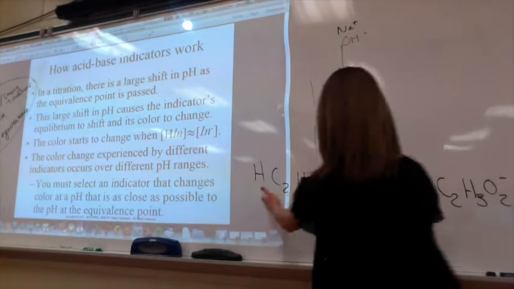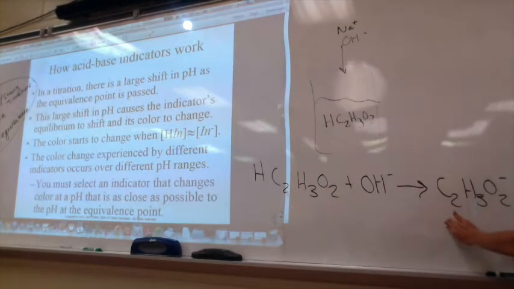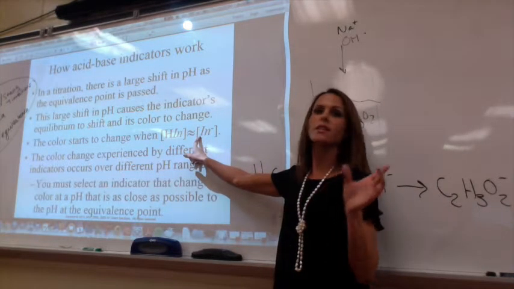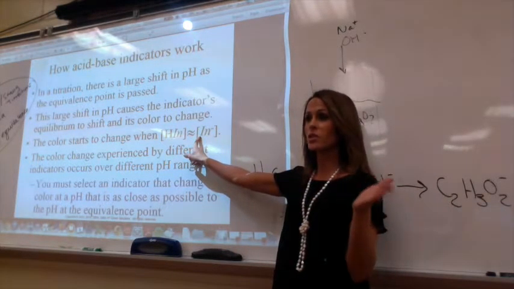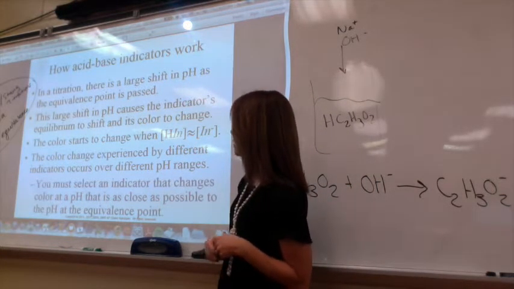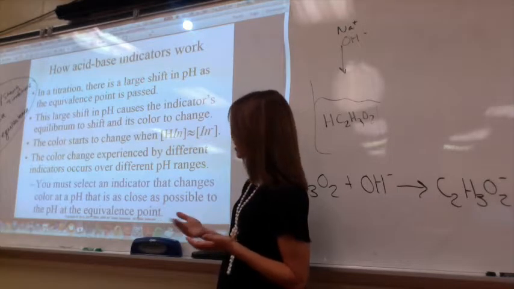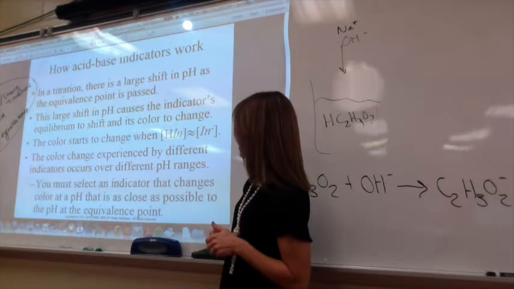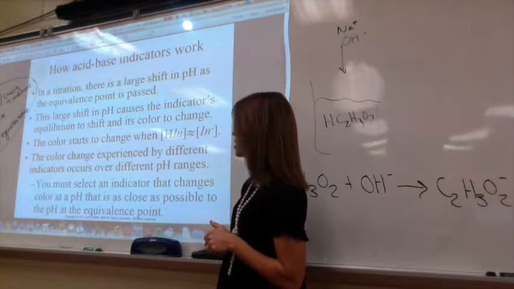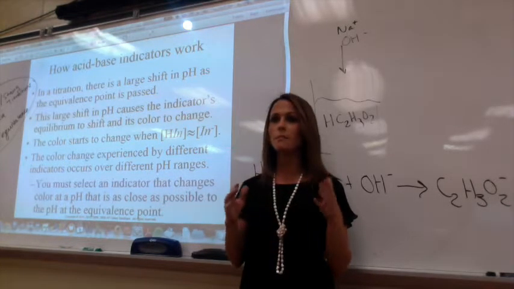So sort of like when this is equal to this, at the halfway equivalence point, the same thing happens for the indicator. So it's going to say, hey, I have about equal amounts here, so I'm going to start shifting to the other color. The color change experienced by different indicators occurs over different pH ranges. You must select an indicator that changes color at a pH that is as close as possible to the pH at the equivalence point, right? Because we don't want to miss it.